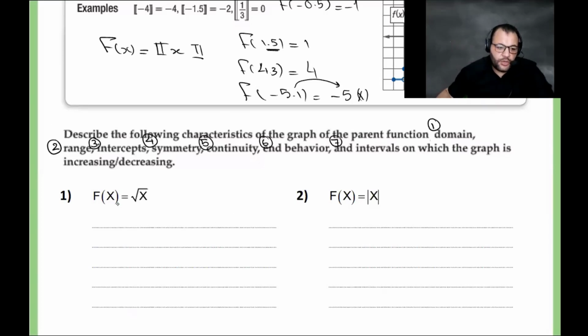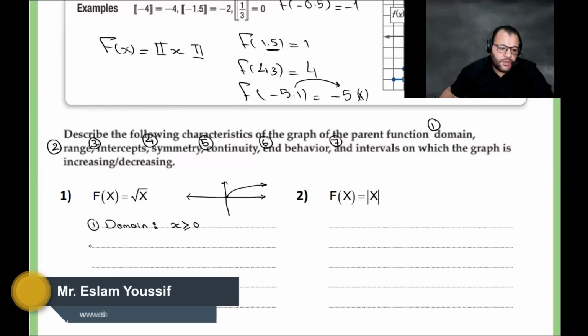For the first one, what will the graph look like for the square root function? We start from 0 towards the right. That's the square root function. So we need to find number 1. What is the domain? Domain is x bigger than or equal to 0. The range?